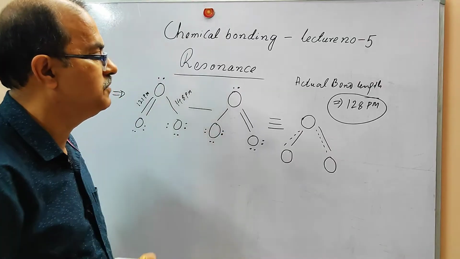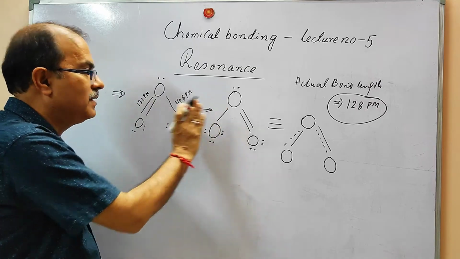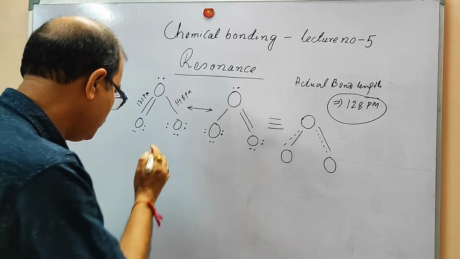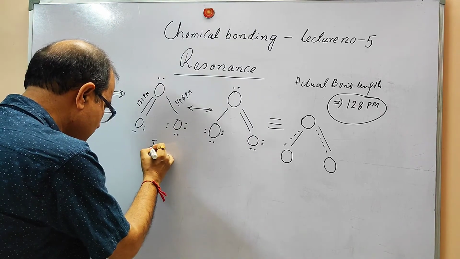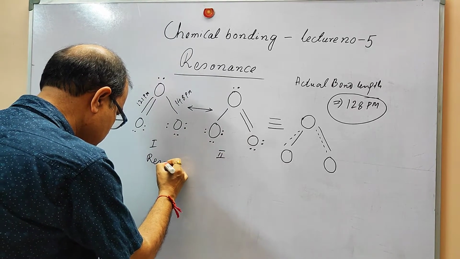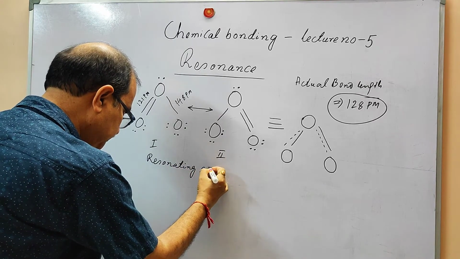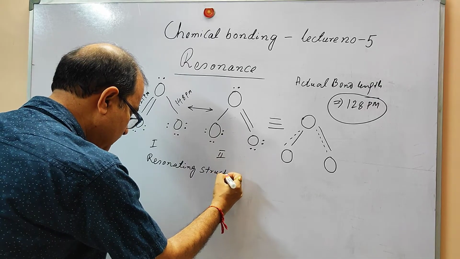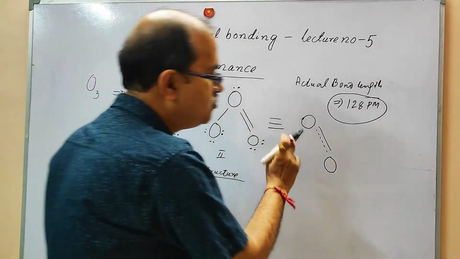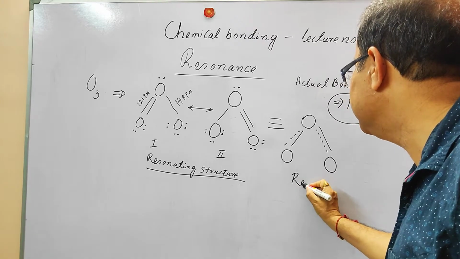This is the resonance hybrid structure, and the other structures are called the resonating structures or canonical structures. You can say this is structure 1 and structure 2, called the resonating structures, or canonical structures. These are called resonating structures, and this is called the resonance hybrid.